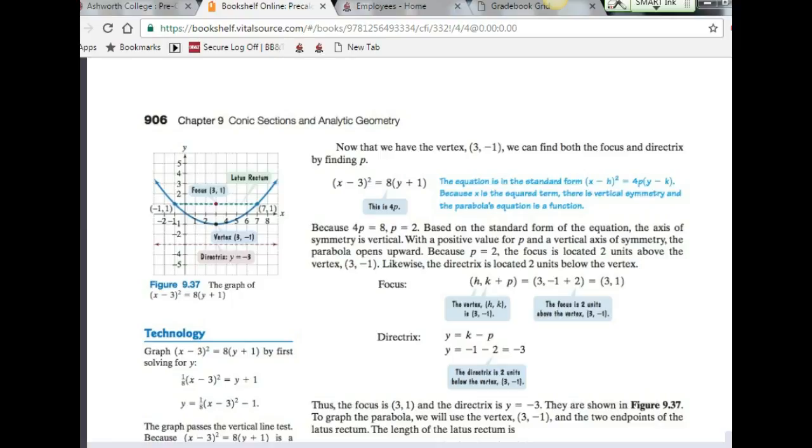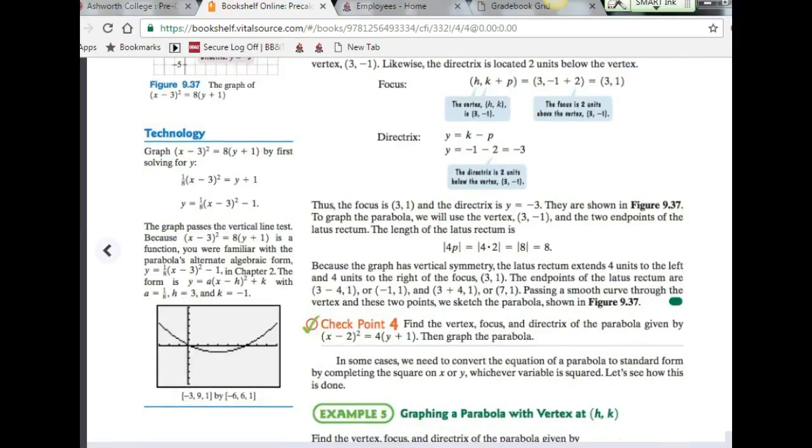I know they're telling you to do k minus p and things like that, which is absolutely true. Nothing wrong with that. But I think it's much easier to graph your vertex, and then if you know it's going to open upward because p was positive, you're going to go 2 up and make a point, and then tell me what that point is. You're going to go from the vertex 2 down and make a line, and then tell me what that line is. I think that's much easier to visualize than just trying to follow a formula for that.